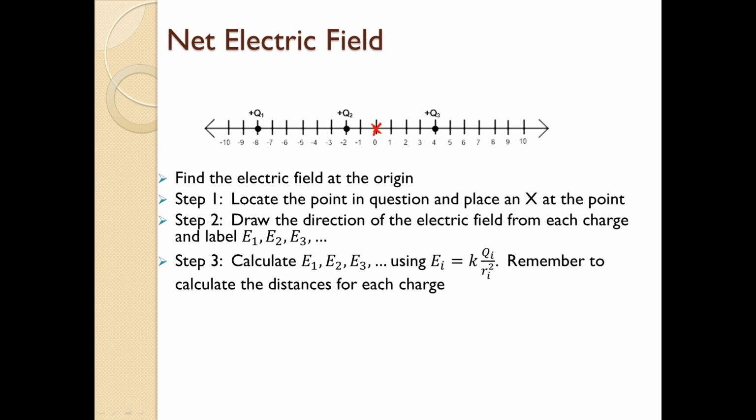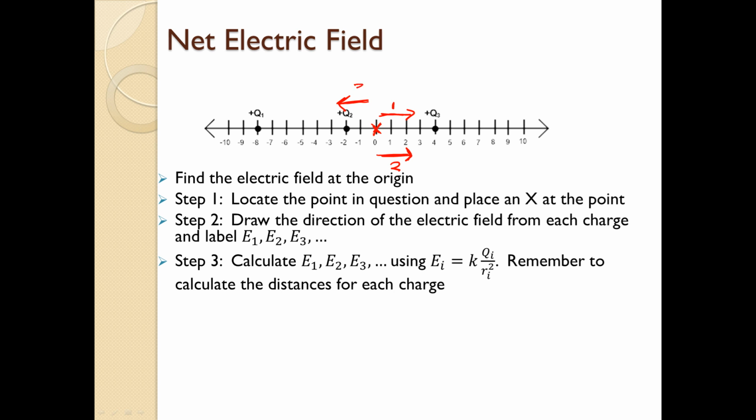So all of these charges are positive. So charge 1, to go away from charge 1 is this way. Away from charge 1. Similarly, charge 2, if I'm at the origin, away from charge 2 is also to the right. Charge 3 is positive and I need to go away from charge 3. Well, away from charge 3 is this direction, to the left.